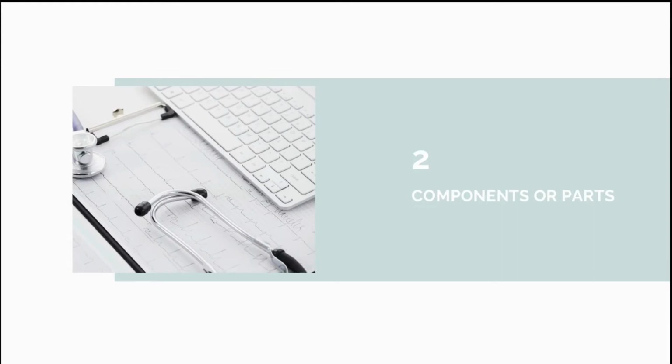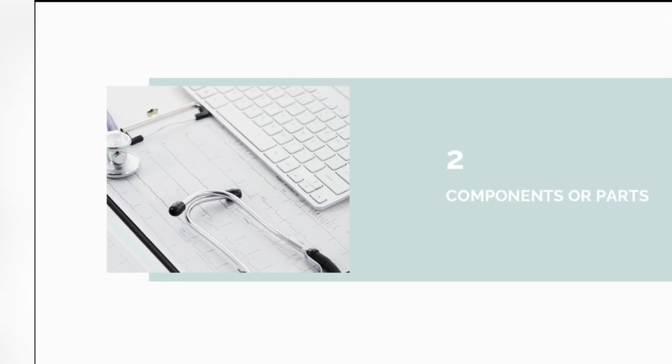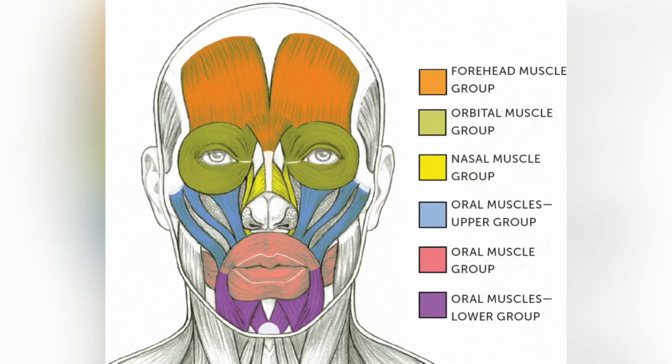Now that we know the structure and functions, we can talk about the components or parts. Now that we know the division of the muscles by function, I'm going to tell you the division by parts: hair muscle group, orbital muscle group, nasal muscle group, oral muscle upper group, oral muscle group, and oral muscle lower group.